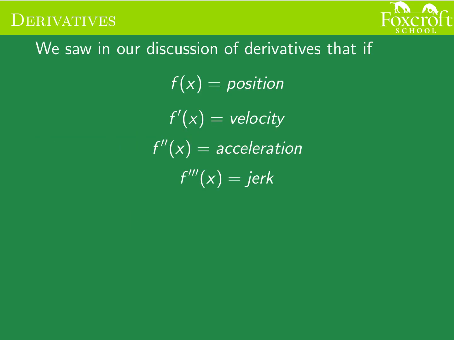So we saw before that if we start off with a function that gives our position at a certain time, these should probably be t's instead of x's, because most of the time when we're talking about these physics applications, we're talking about time being our input. Throughout different times, we have a different position. If we take the derivative of position, we get velocity, so what direction we're moving in at each time. If we take the derivative of velocity, we get acceleration, which is how fast we're accelerating in each direction.